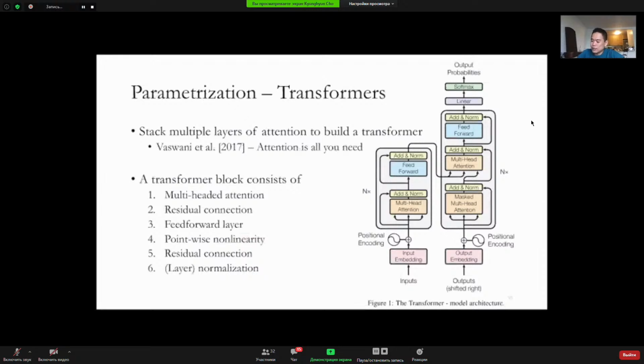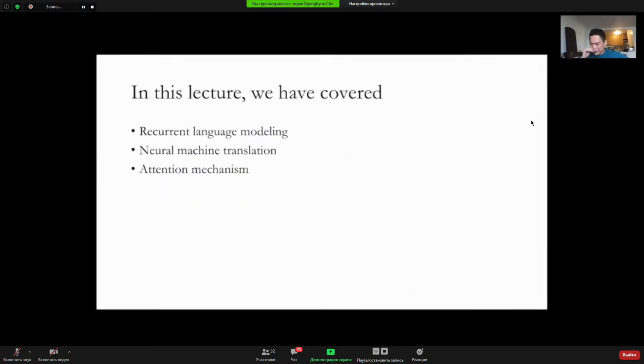And it does consist of the multi-headed attention, residual connection, feedforward layer, point-wise nonlinearity, and another residual connection, followed by normalization. So it really does use all the things that you have learned so far, and that I have taught you today. And then you end up with a state-of-the-art machine translation system that relies almost entirely on attention mechanism. So we have talked about the language model, machine translation, and attention mechanism.